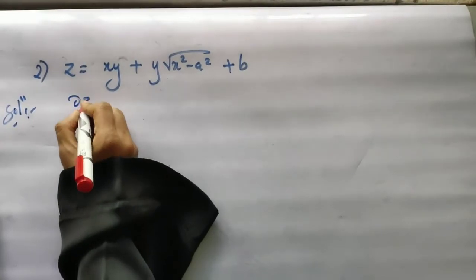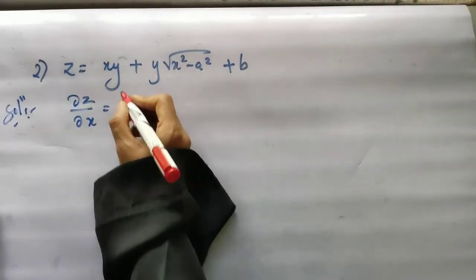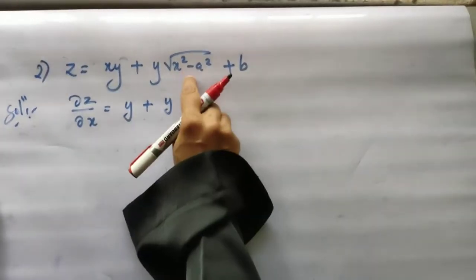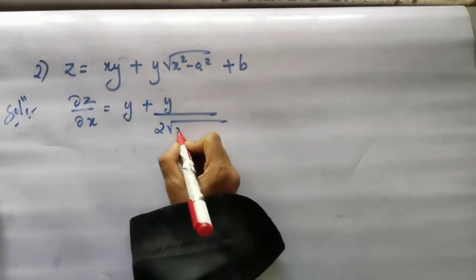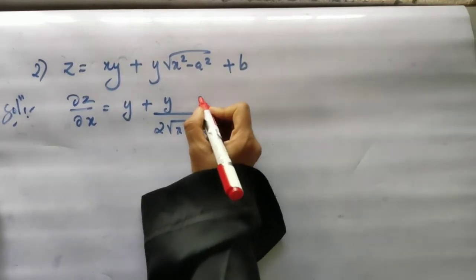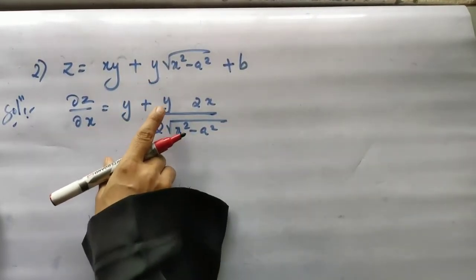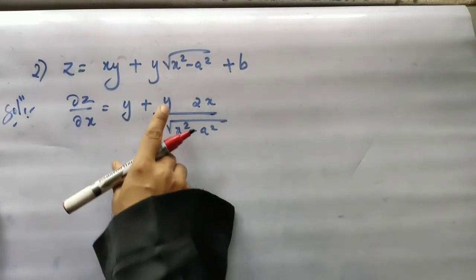So you will get dou z by dou x as derivative of this with respect to x alone, so y as it is, plus again y is constant as it is, derivative of this root, it will be 1 by 2 root x square minus a square into the derivative of the term inside the bracket, which is 2 into x. I hope this is clear to all of you. You are going to retain y as it is because it's going to behave constant while differentiating with respect to x. So retain that as it is.